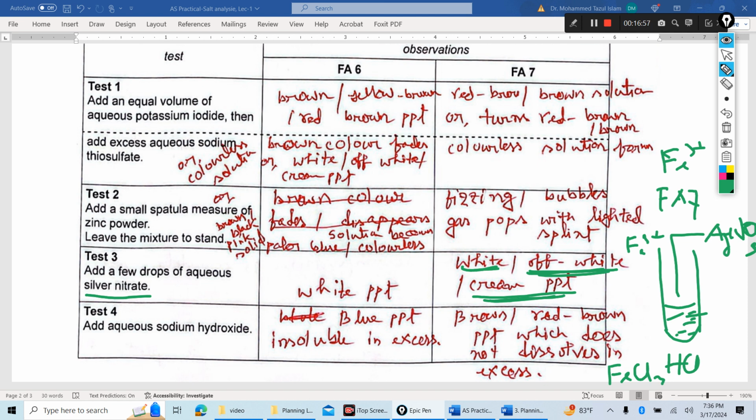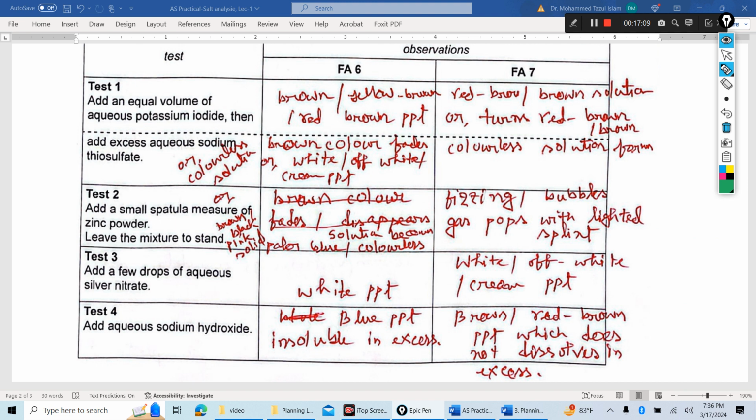You don't write cloudy. If you write white, what is it actually: white solution, white salt or white precipitate? You must mention it. And some of you write colorless. Colorless what? Colorless solution. You don't write clear solution, you write colorless solution, because some green solution may be clear, but it is a green solution; colorless solution is like water. So if you write white, or off-white or cream precipitate, you will get marks.